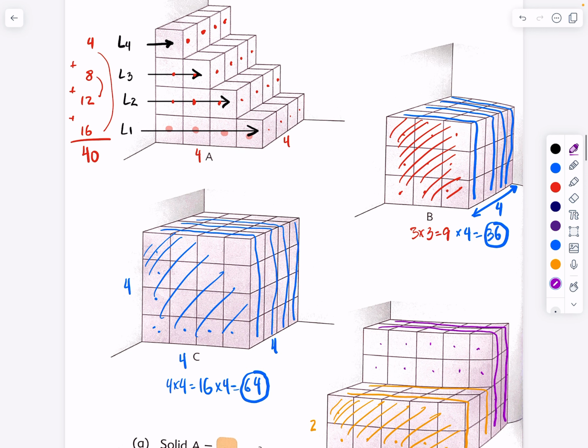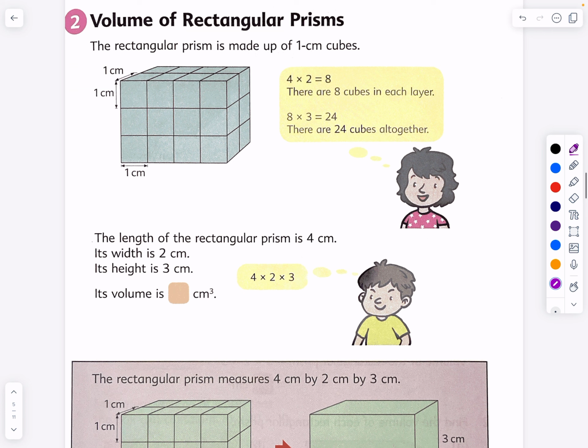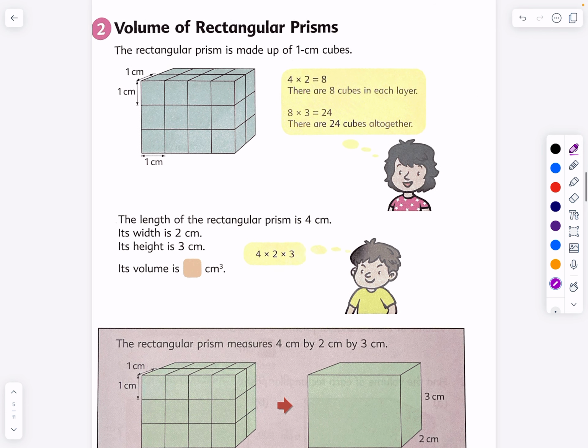Always stay organized. Don't try to count everything. Split your 3D shape into simpler components. So, volume of rectangular prisms. Let's take a look.